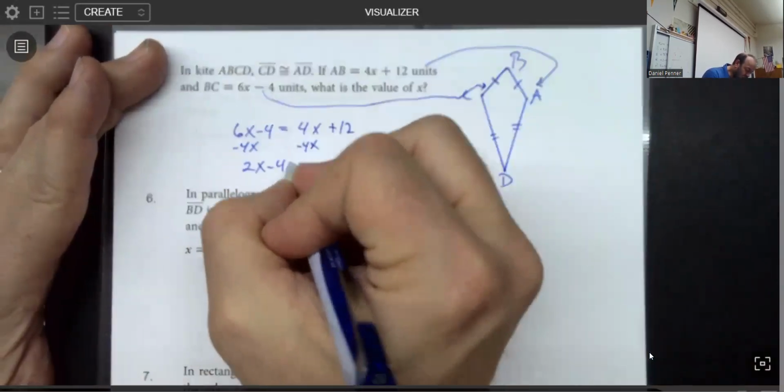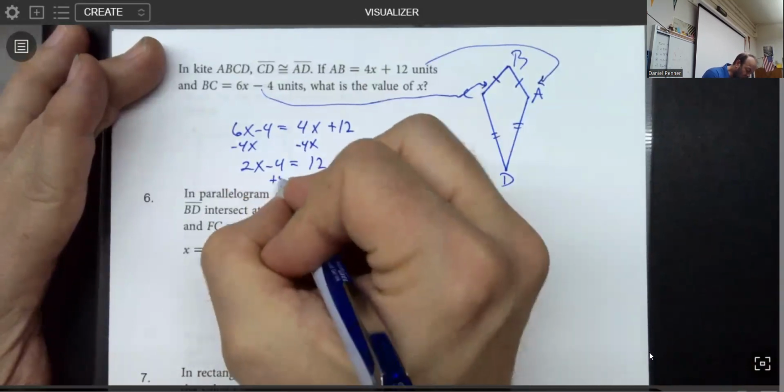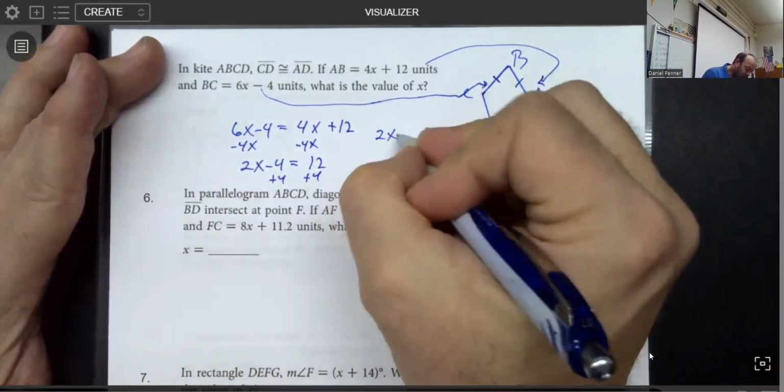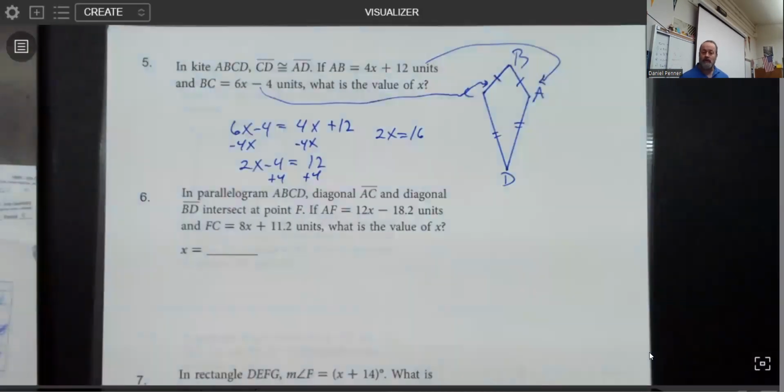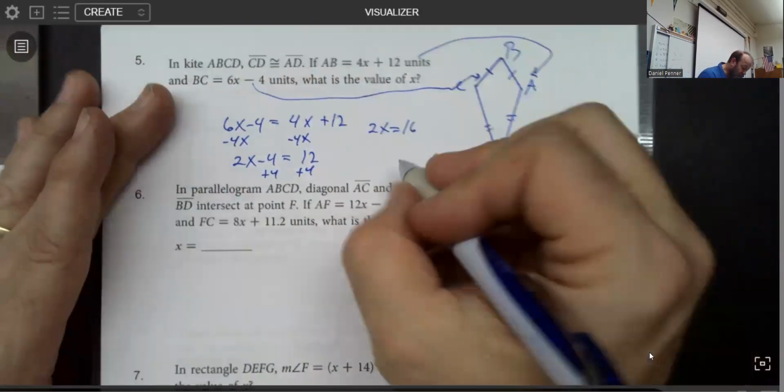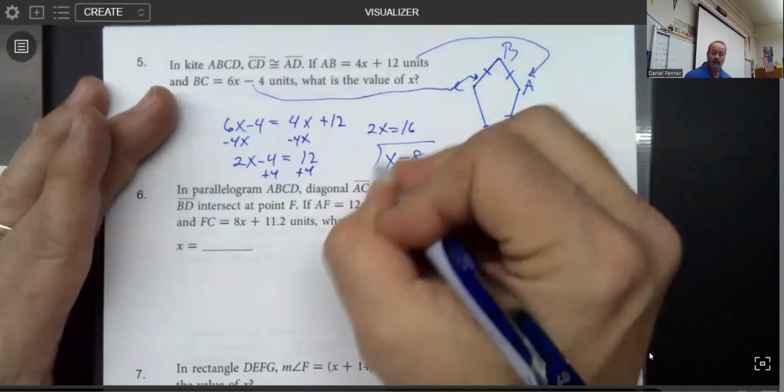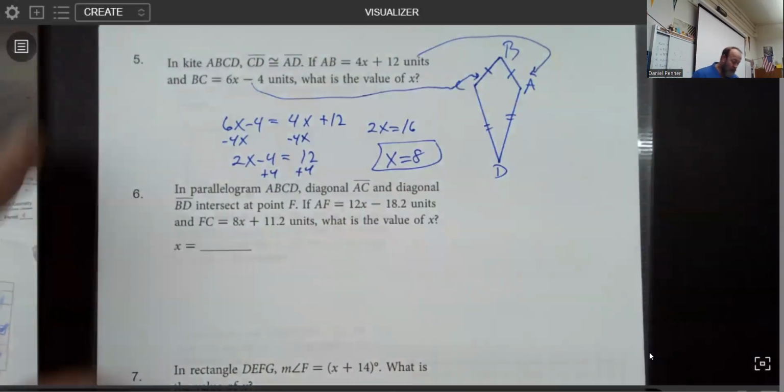2x minus 4 is 12. We're going to add 4 to both sides. And then if we just do a quick division by 2, we found out that x is 8. Good to go. That one's done.